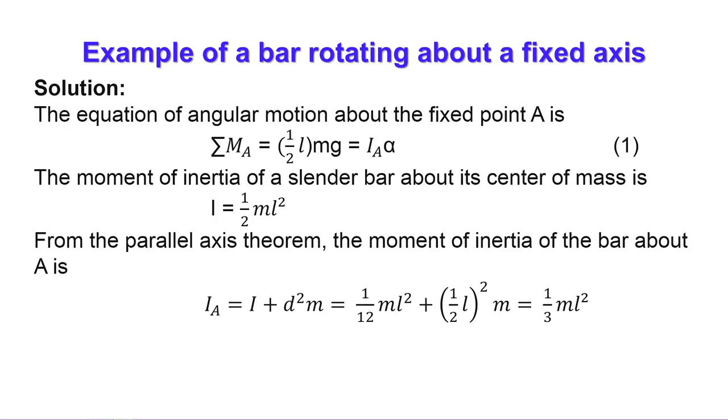The equation of angular motion about the fixed point A: the moment will be L by 2 into m g, because C G is at half the length of the bar. So, half L into m g equals I A alpha, where I A is the moment of inertia about the end A and alpha is the angular acceleration. The moment of inertia about the center of mass is I equals one twelfth m L square, and by the parallel axis theorem, the moment of inertia about end A equals I plus m d square.